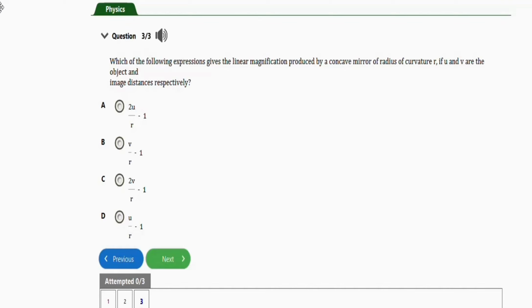So these are the options we have. Now take note of this particular question, guys. From these options we have, when you find the expression, you're going to arrive at this option C. We have it to be 2v, that's 2 times the image distance, over the radius of curvature, minus 1. So that's option C. That's the correct expression for this question.